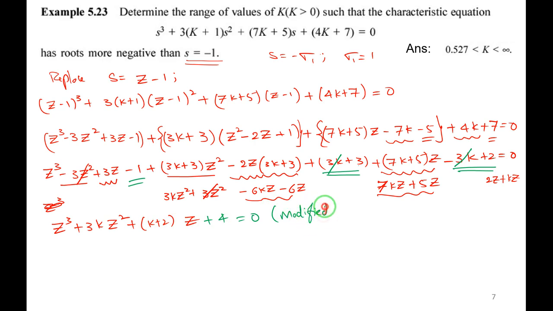So do it carefully, you should not go wrong. Modified characteristic equation. So now we will form the root array for this. Just observe all the powers of z are present: 3, 2, 1. Yes, all the powers of z are present. So we will go to the next slide and form the root array.